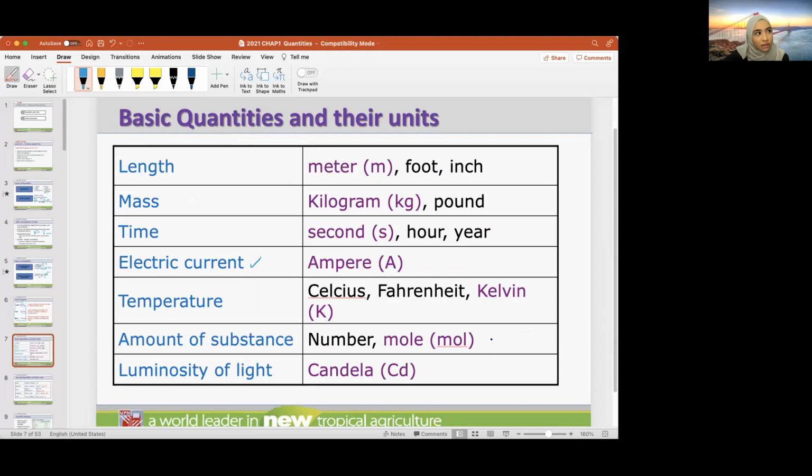Amount of substance is in mole, which is what I said yesterday. Was it this class? Do we have a Molly in this class? Is Molly in this class or the other class? No. Not in this class.